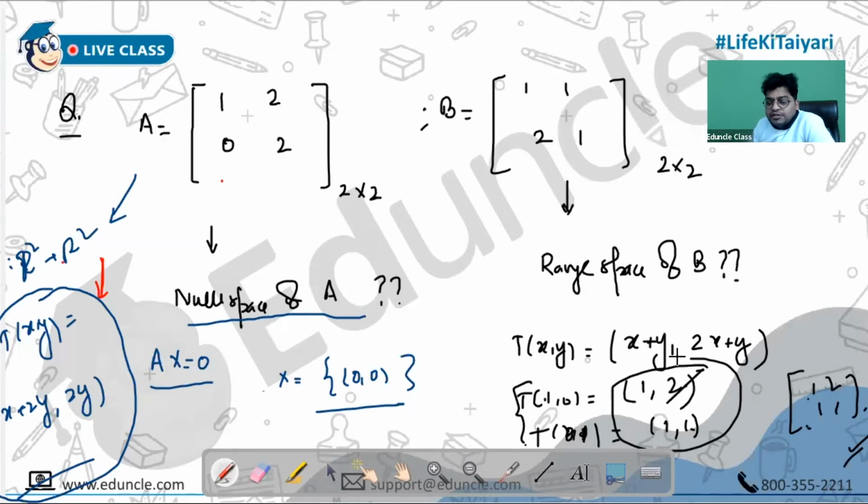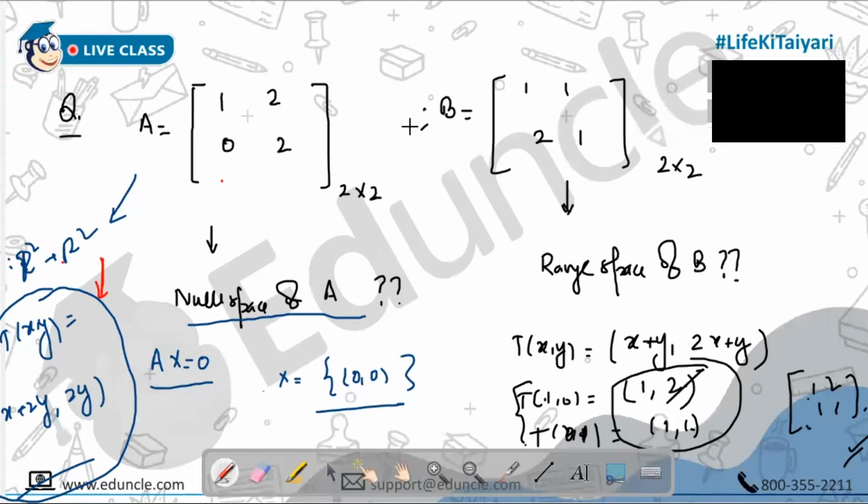Whenever you find the null space of a matrix, it is very easy. But whenever you find the range space of a matrix, this is somewhat difficult. You have to think. Why will you think? Don't think. Convert it to the linear transformation and tell me the answer. Sometimes it also asks for the dimension of the nullity of A intersection range of A.